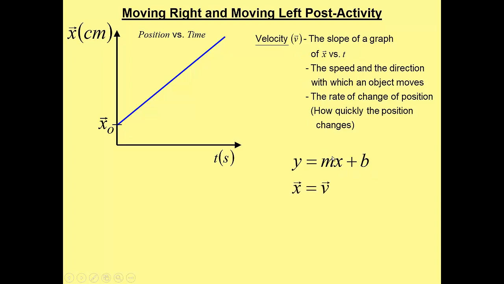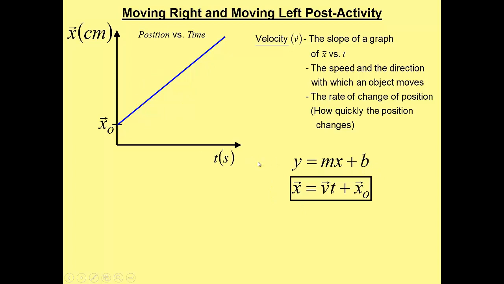X in this case is what we graphed on the horizontal axis, which is time, which is t. And our y-intercept is our position at 0 time, or our initial position, or x sub o. So here is a math model that describes this graph. But be a little careful here.